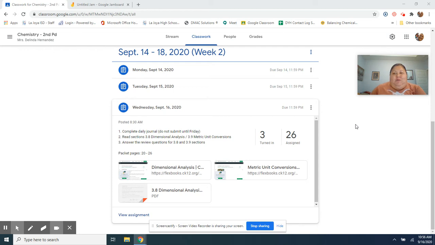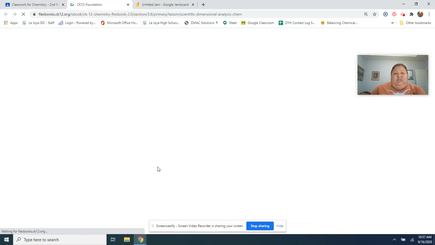Today, we're going to be talking about Wednesday's assignment, Wednesday the 16th. I initially had planned for us to do 3.8 and 3.9, but after first and second, I realized that it's not going to happen. It's not going to happen because dimensional analysis is pretty difficult. So maybe not difficult, but it takes a lot of effort to get to know dimensional analysis.